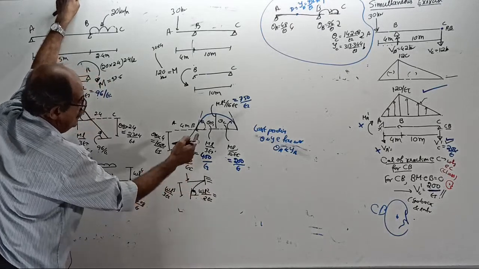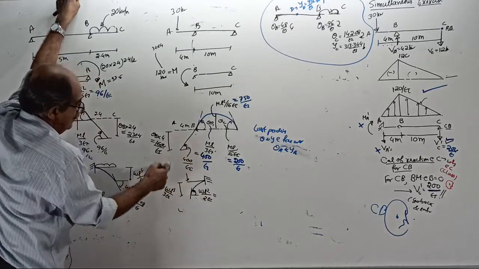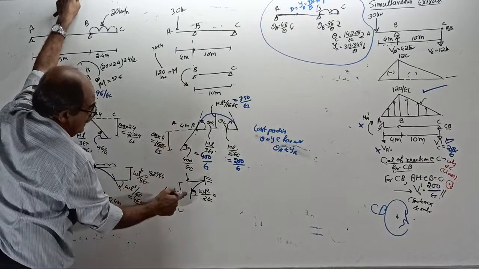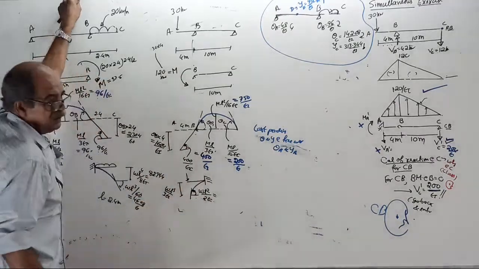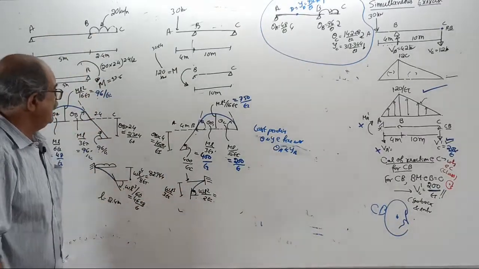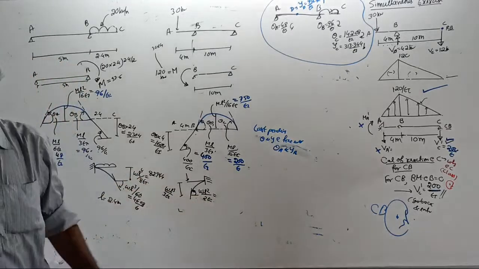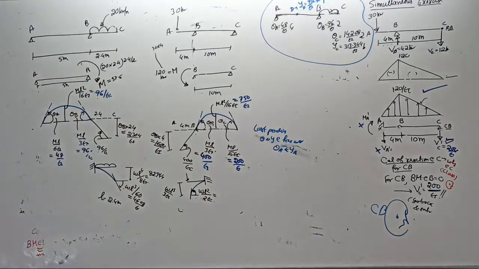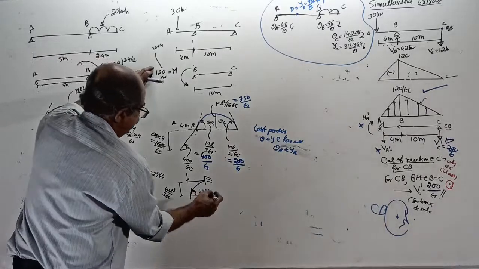Here, answer. This is the slope. How much slope here? Point load: 30 into 4 square by 2 is the slope there. One more calculation. 30 into 4 square by 2. Tell fast. 240 by EI.